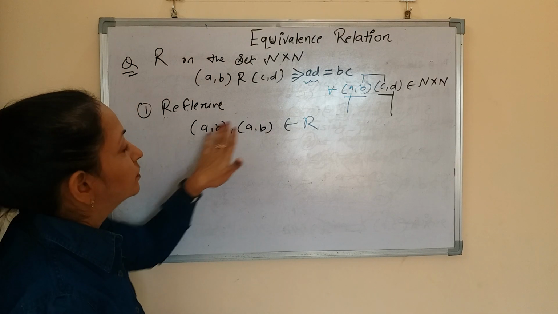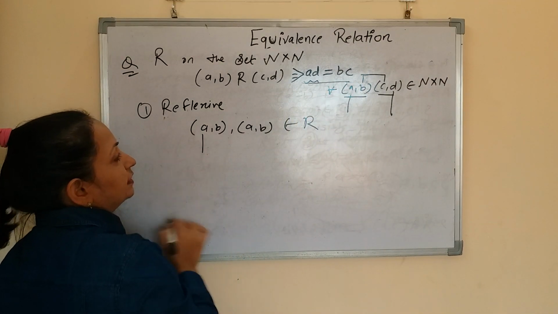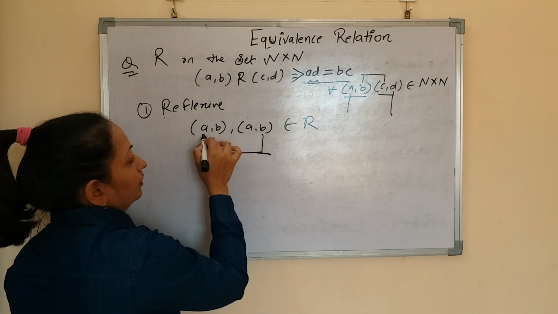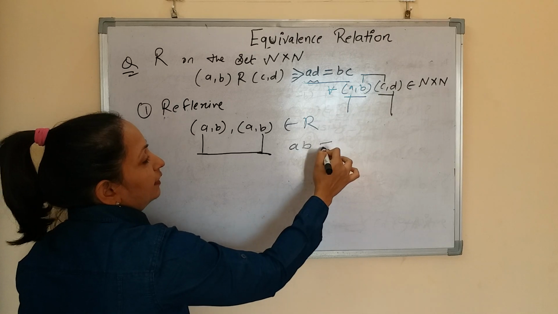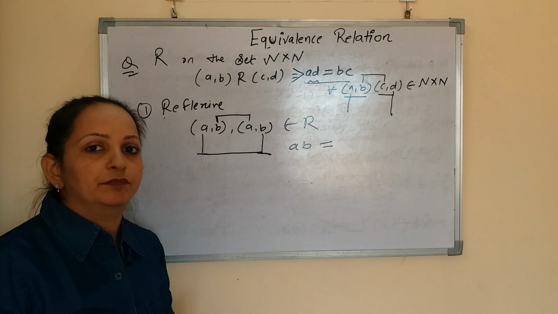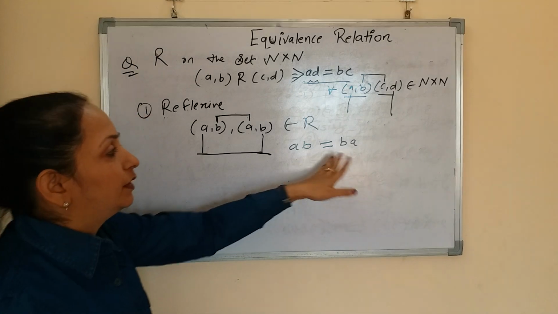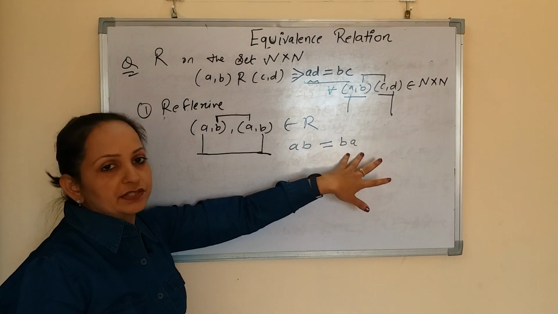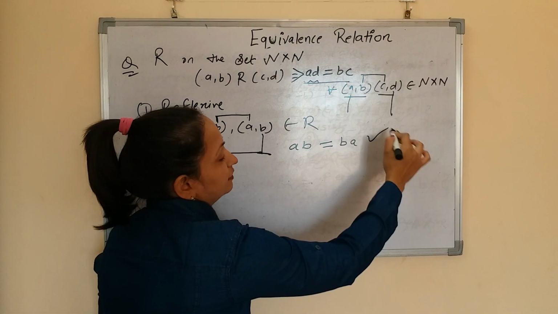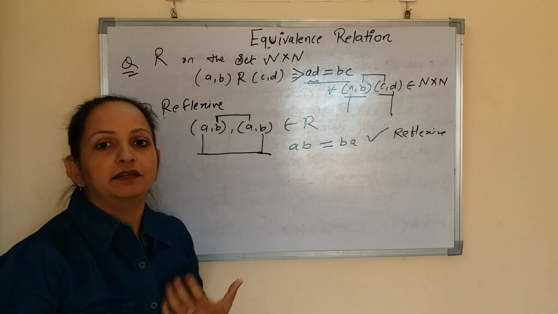Getting the point? So according to this definition, we are going to multiply the first element of the first pair to the last element of the second pair, that is AB also. And on the right hand side, we are multiplying the last element of the first pair and the first element of the second pair, and we are getting BA. So we have to check if it is equal or not. Since we all know that multiplication is commutative, AB and BA are equal, so we can say that yes, it is reflexive. The condition is satisfied and our relation is a reflexive relation.